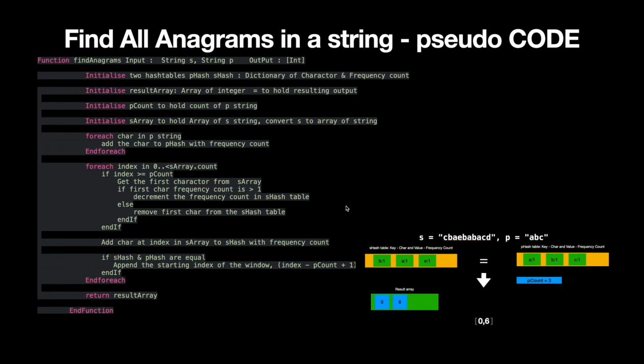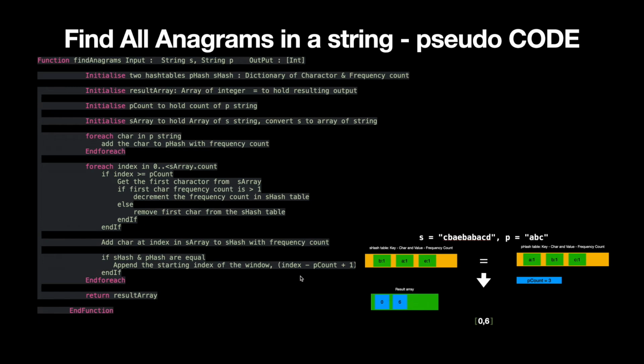So we won't just remove it, we'll check its frequency count. If it is greater than 1, we will decrement it. If it is equal to 1 or less than 1, then we'll just remove it from our S hash table itself. And in the end, we have to compare S hash with P hash, both these dictionaries, or hash tables. We have to compare them. If they are equal, then we will append that index.